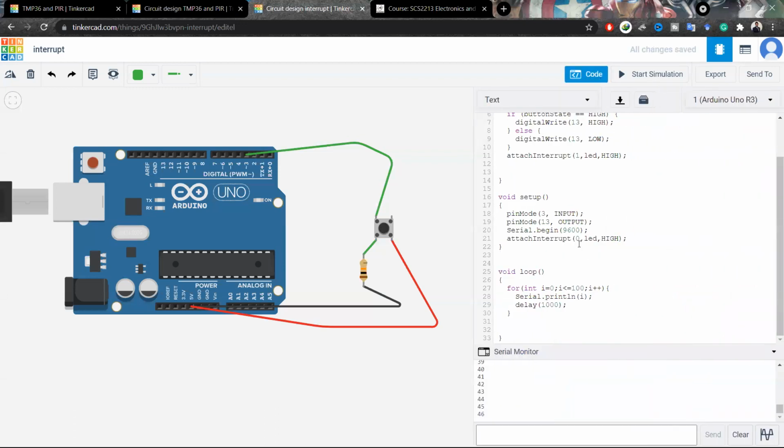Right, so I'm going with the previous setup. I'm using pin number 3, right? And the function is called LED, right? Then the mode is HIGH, right? If pin number 3 sends high voltage, in that case, the function called LED will be called, right? So this is inside the setup, right? Then we have the loop. Inside the loop, I simply count from 1 to 100 with a delay of 1 second, right?